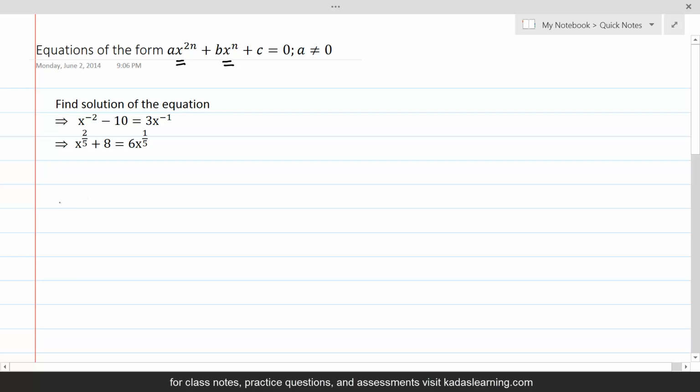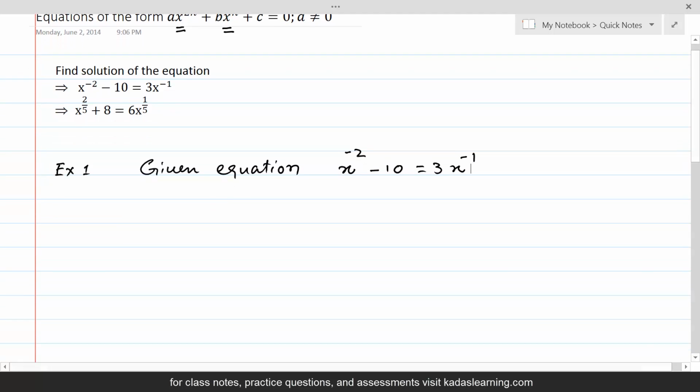In this example number 1, the given equation is x^(-2) minus 10 equal to 3 times x^(-1). So here, if we keep x^(-1) equal to y, then x^(-2) would be equal to y squared. So let y be equal to x^(-1).